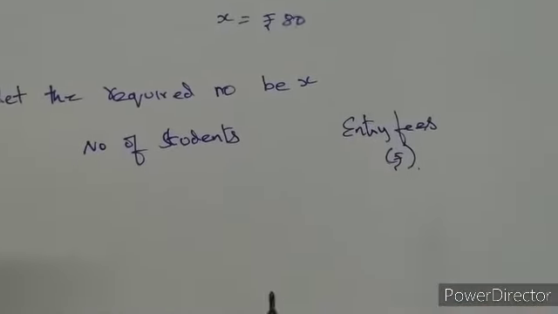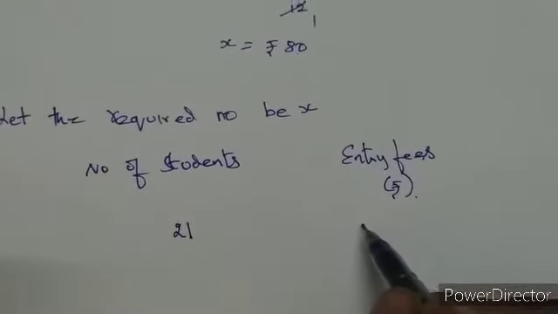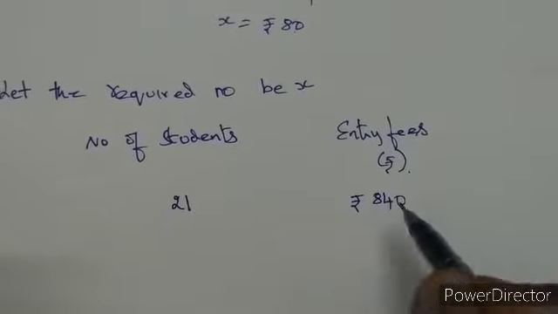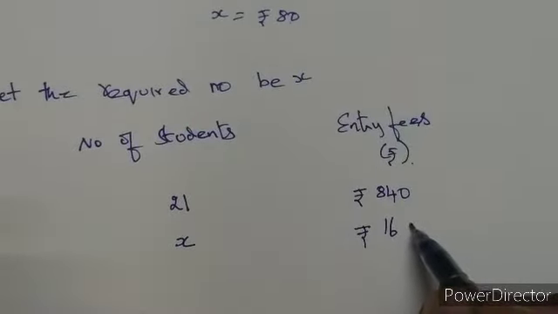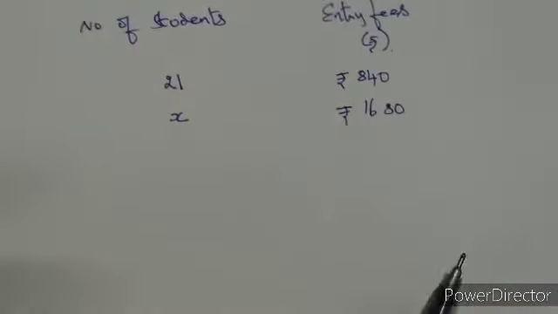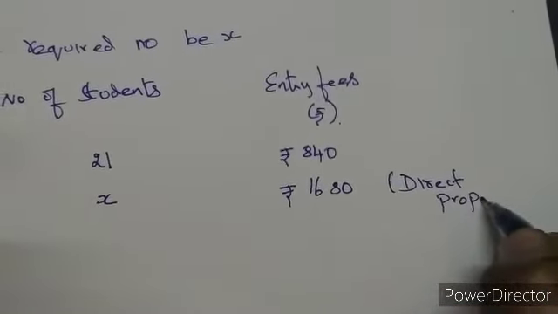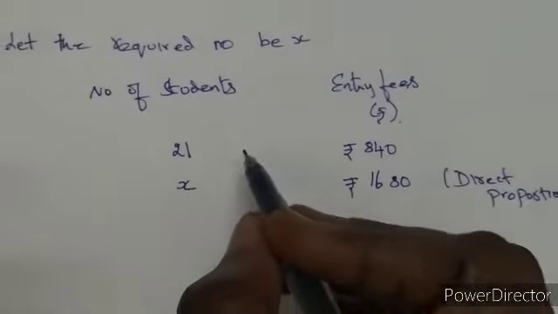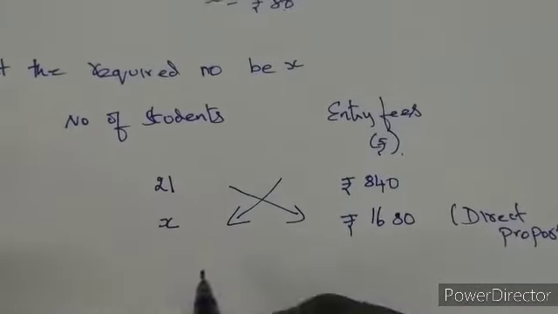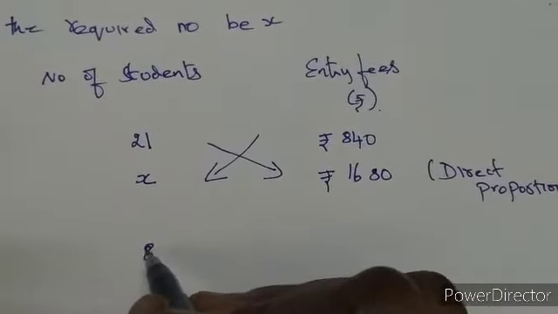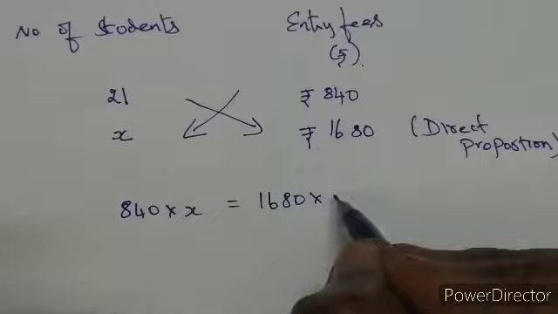Now, for 21 students, the entry fees is ₹840. What will be the number of students for ₹1680? And here it is a direct proportion. For direct proportion, an easy way is to do the cross multiplication. That is, 840 into x gives you 1680 into 21.